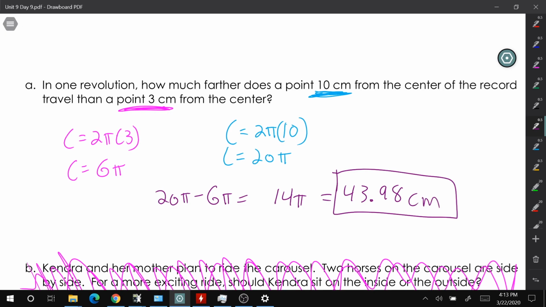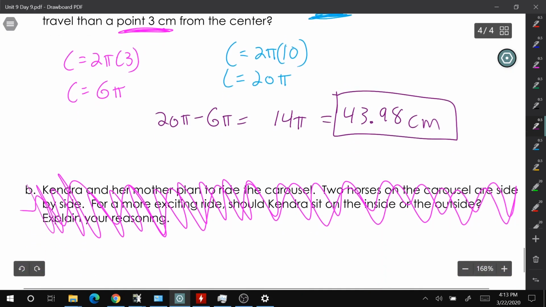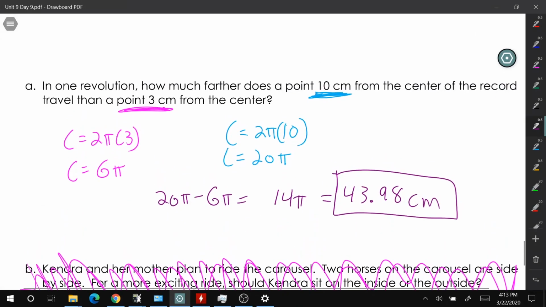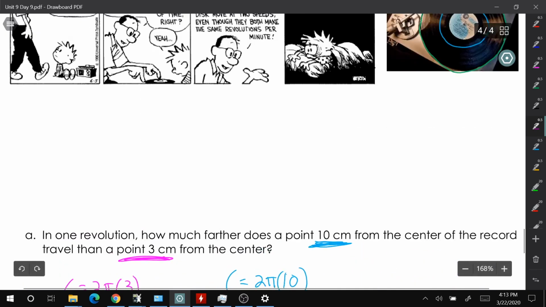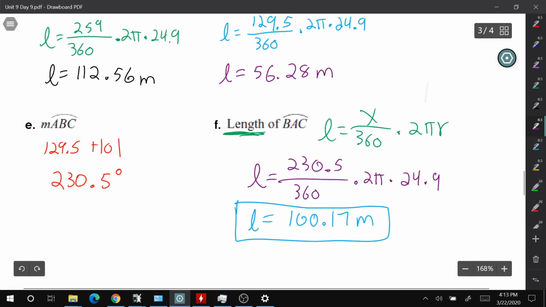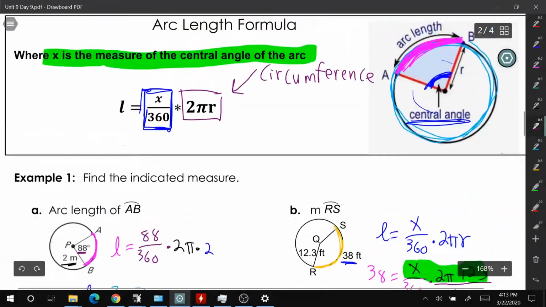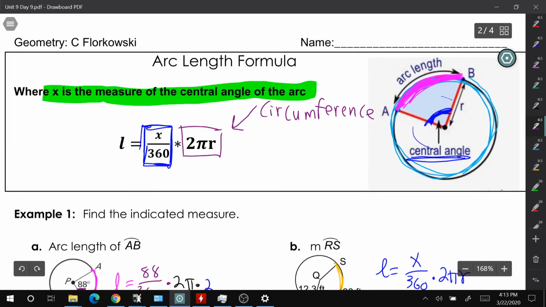So that's how much further that dot has to go that's further away from the center of the record. So yeah, that didn't really have anything to do with arc length, but I just thought it was kind of interesting to have that there. And we're not going to do letter B. Actually, it'll probably be erased on yours. So the main idea here was really this formula. Know how to use this formula in all the ways possible.